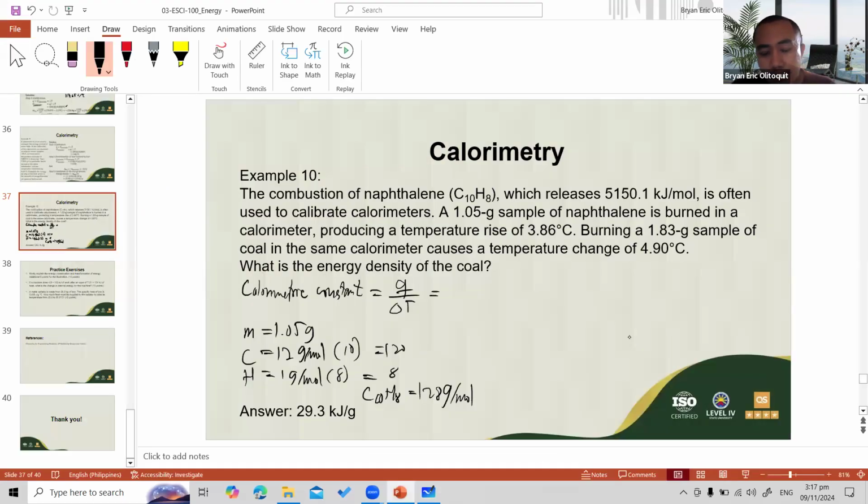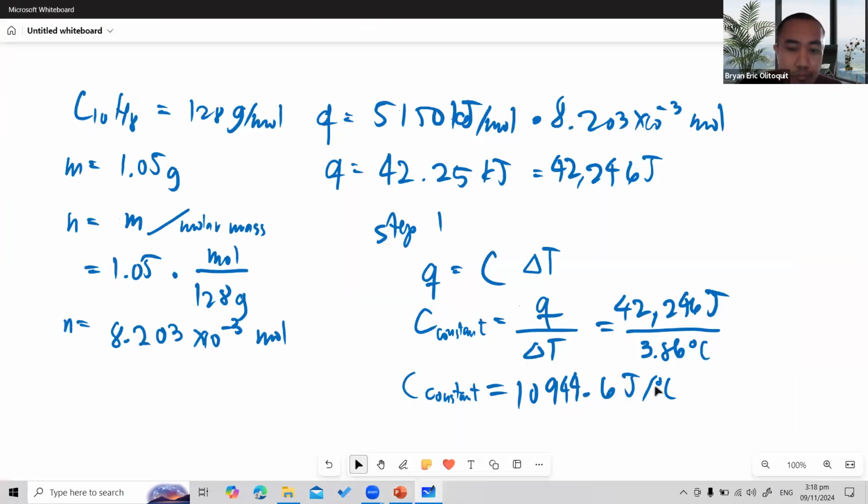Next, we have another scenario. Burning a 1.83 gram sample of coal in the same calorimeter causes a temperature rise of 4.9 degrees Celsius. We're asked what the energy density of the coal is. So, for step 2 now.